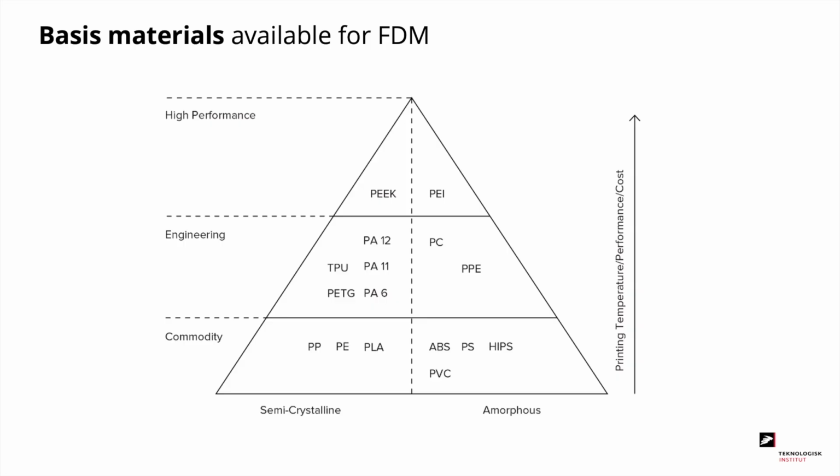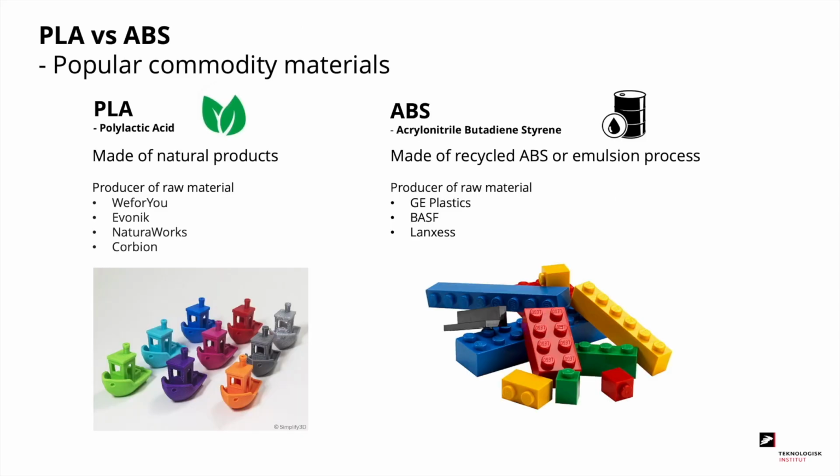This pyramid shows some of the basic materials for FDM printing, where in the bottom we have the commodity materials going through the engineering materials all the way to high performance. And the further we go up the pyramid, the higher the temperature is needed to print it and the more it costs, but you also get a better performance out of the materials. Two of the popular commodity materials are PLA and ABS plastics, where the PLA is made from biodegradable material, and the ABS plastic is made from fossil fuels but can be recycled multiple times.